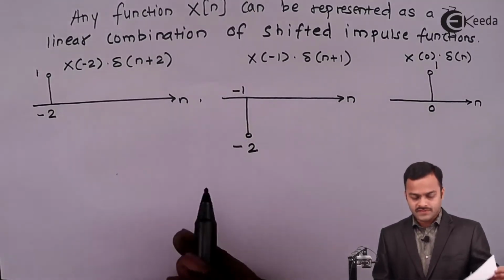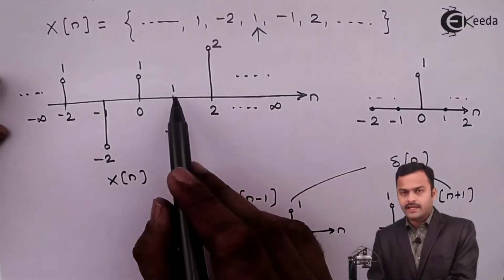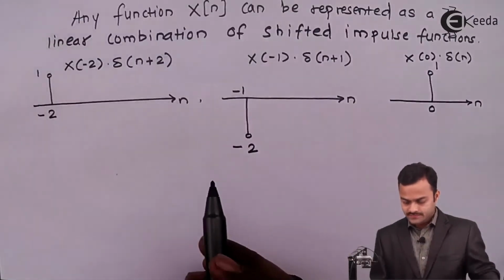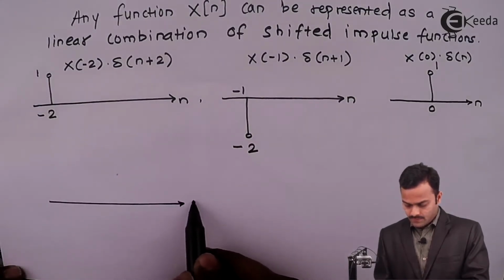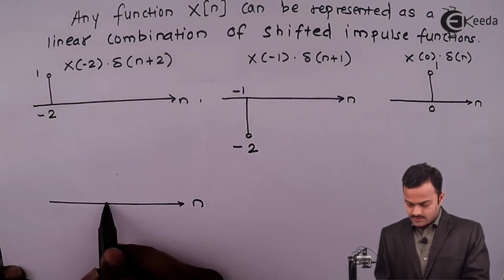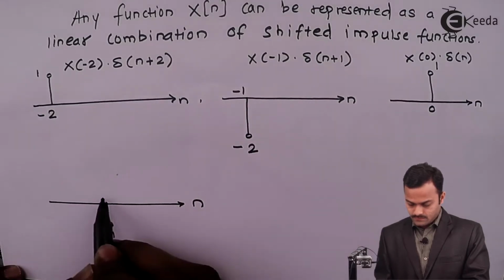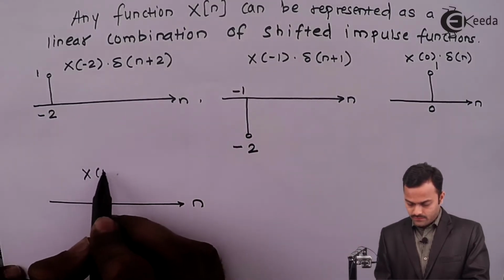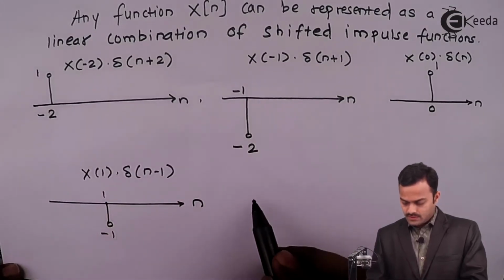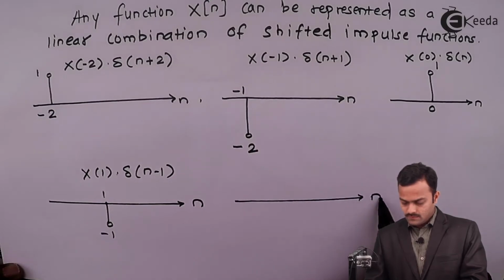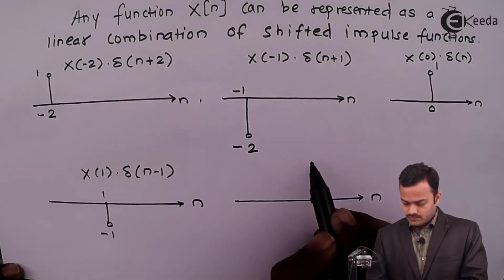Let's go to the positive side where the values are minus 1 and 2 for n equal to 1 and 2 respectively. So I will get it like this, which is x of 1 multiplied by delta n minus 1, and in the end, for n equal to 2, the value is 2.